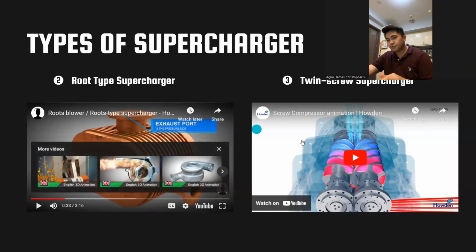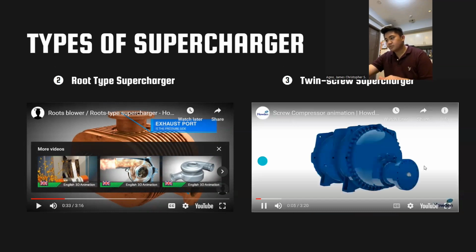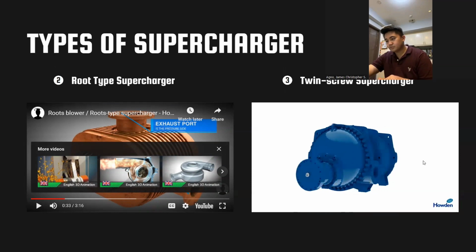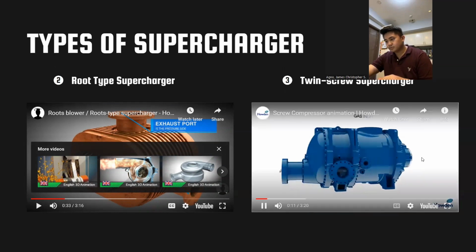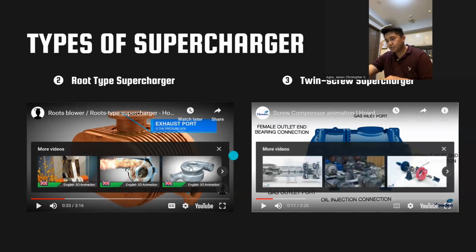So that is an overview of the root type supercharger. Now we have the twin screw supercharger. These are the parts of the twin screw supercharger, and you can watch it more by yourself to further understand the different parts of it.